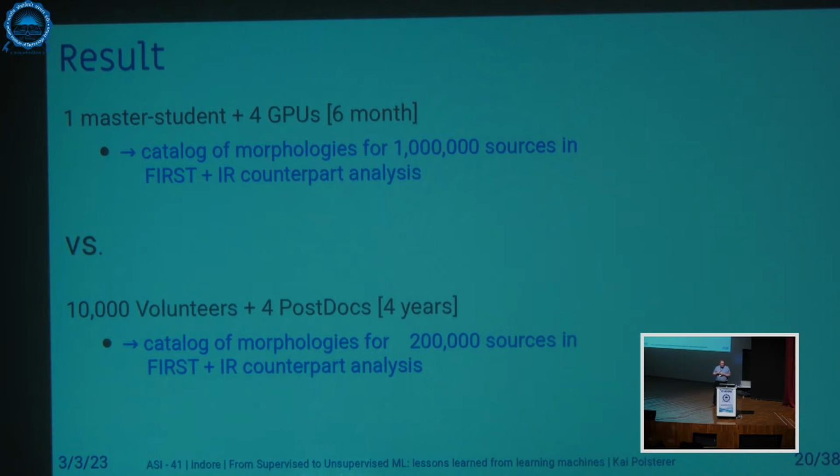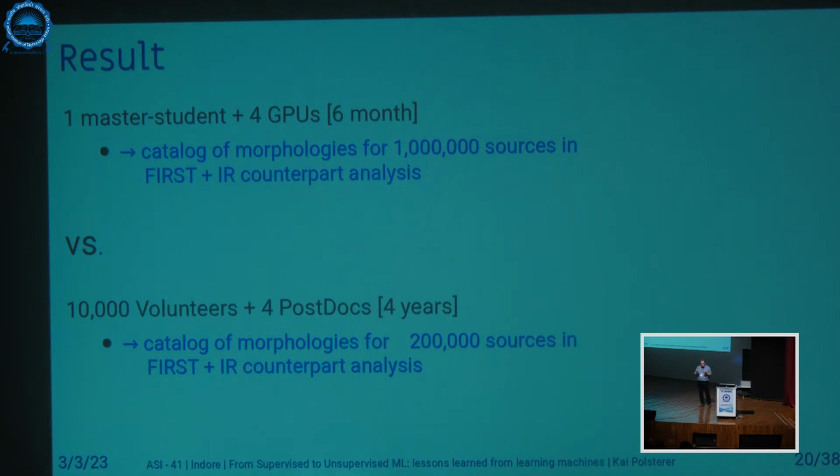So she did so in 6 months, while we had 10,000 volunteers and roughly 4 postdocs over 4 years through Radio Galaxy Zoo, doing it for roughly 200,000 sources. Yes, and if you think of it, Zooniverse is an excellent tool, but it's excellent for the heavy tasks, for the complex tasks. We should give them the outliers. We should give them those things that are so hard to describe and someone wants to inspect, actually.